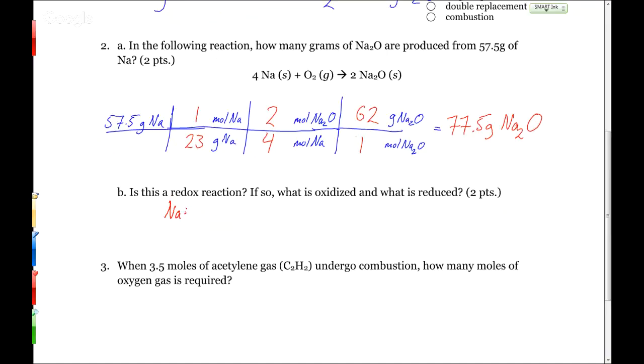Na in this reaction goes from 0 to +1. O goes from 0 to -2. That first one going from 0 to +1, is that a loss or a gain of electrons? Loss, because it's getting more positive. So that's loss of electrons. And then O going from 0 to -2 is reduction. Okay.